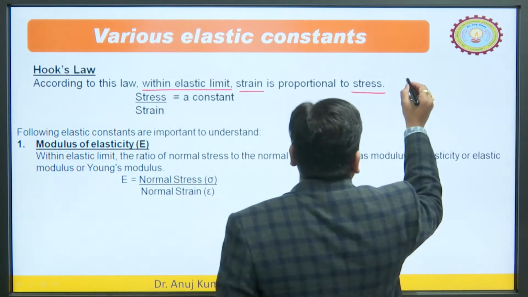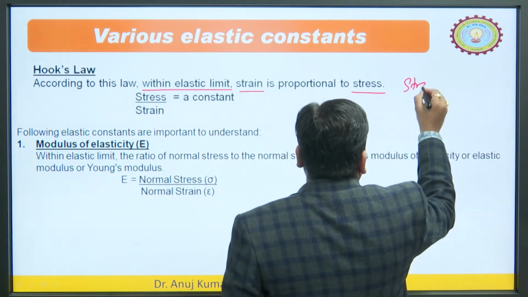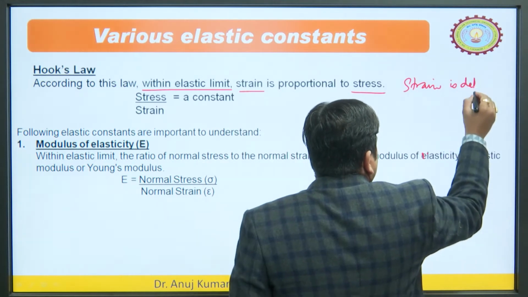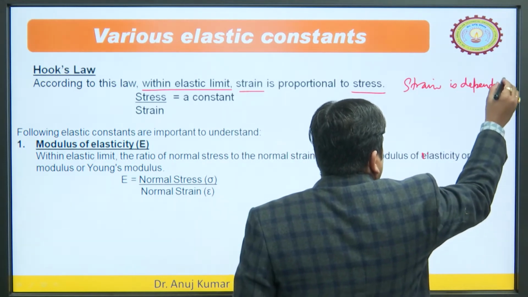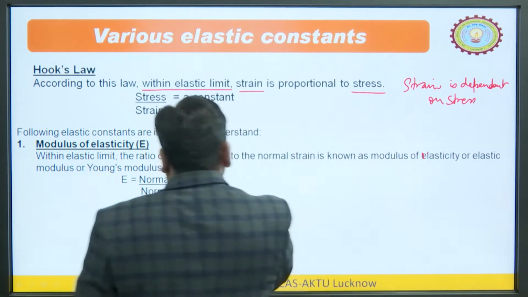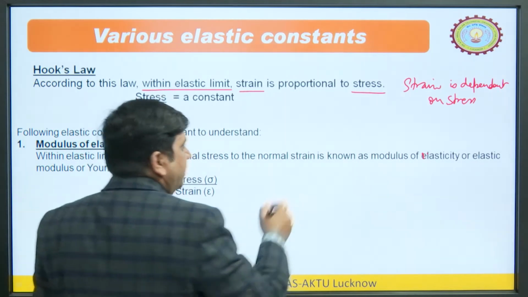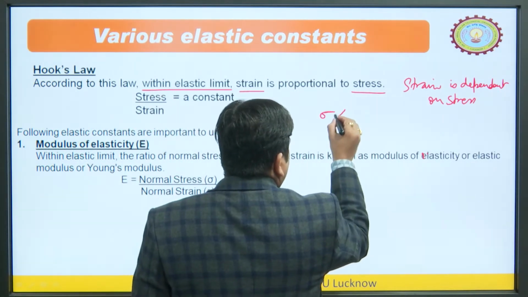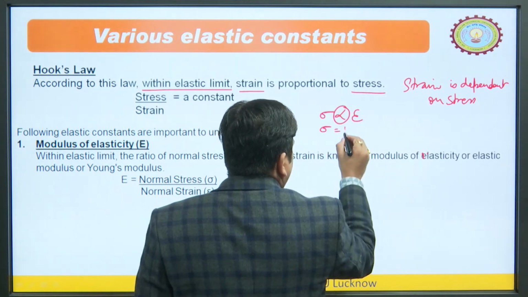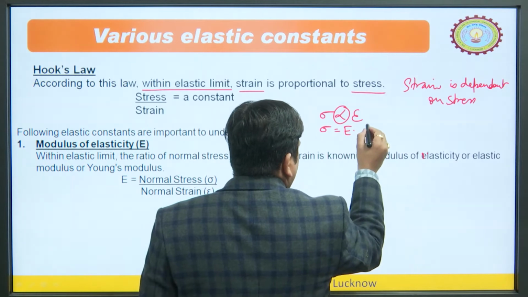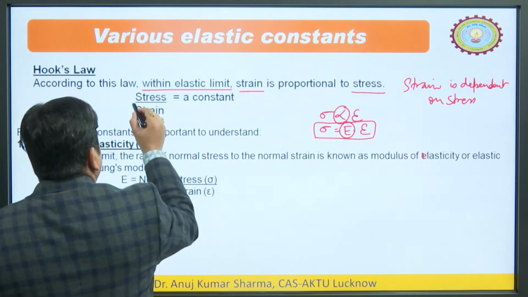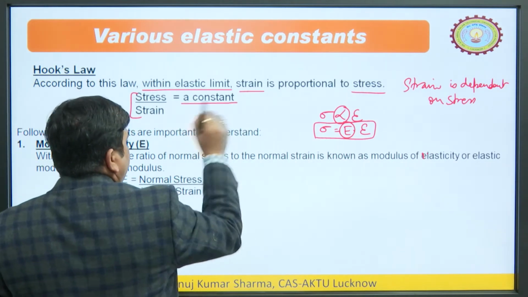So, if we see, strain is dependent on stress. It means sigma is directly proportional to strain, or sigma is equal to, when you remove the proportionality sign, this constant times epsilon. So, this is the constant. Here we have stress upon strain, and it is always a constant.